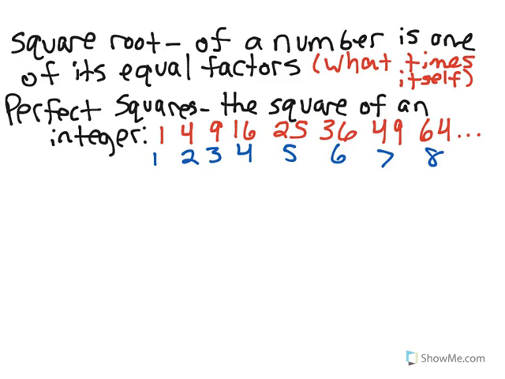Now, then you would have your cube root or your perfect cube. The cube root of a number is one of its 3 equal factors. In other words, the cube root of 8 is 2 because 2 times 2 times 2 equals 8. And so a perfect cube would be numbers like that. 1 cubed is 1, 2 cubed is 8, 3 cubed is 27, and so on. Numbers like that.